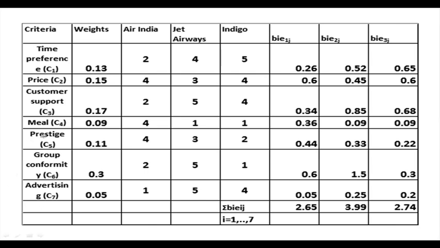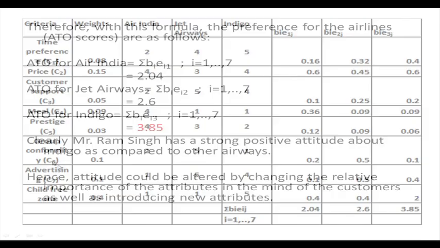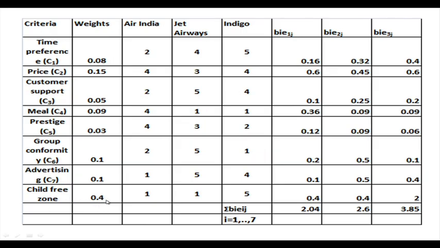So, that is how our most important attributes were almost like time, price, customer support, all were getting very high preference. But as soon as we added another attribute, which is child free zone, and because he is a frequent traveler and particularly a business traveler, he is more inclined, and he is very elated to see this kind of attribute. So, that is why he has placed huge importance on this particular attribute. If you see here in this table, it is 0.4, which is 40% importance.